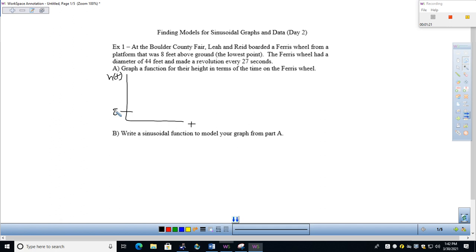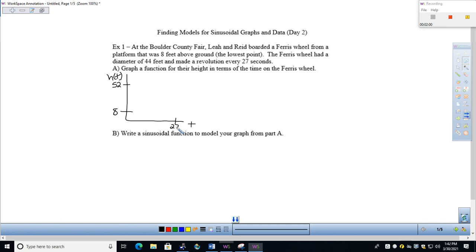The Ferris wheel diameter of 44 feet. So this is where we do want to be a touch careful. So we're getting on, the bottom of the wheel is 8 feet above ground, and then the top of the wheel would be that 8 plus the 44. So that's where you're just going to be a touch careful here. So it looks like we're going to fluctuate from 8 feet above ground to 52 feet above ground based on the 44-foot diameter there. And it looks like our period, one revolution, would take 27 seconds, and that's looking pretty good in terms of all we need with the numbers.